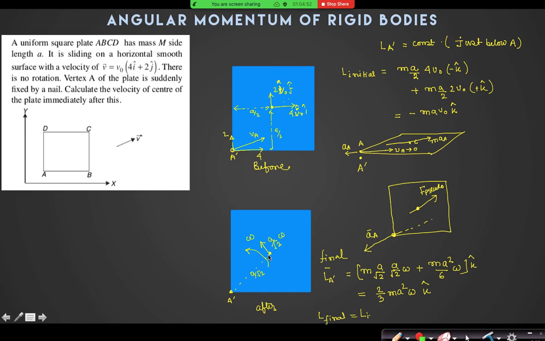Is equal to L initial. So I can say 2 by 3 ma square omega is equal to minus ma v naught. M and a cancel. So omega you will get as minus 3 v naught by 2a. Yes or no? So the velocity of center of mass is a omega by root 2. So I think it is minus 3 v naught by 2 root 2.